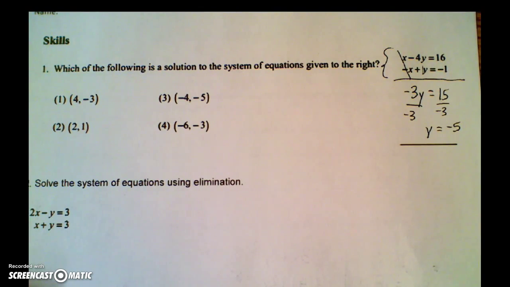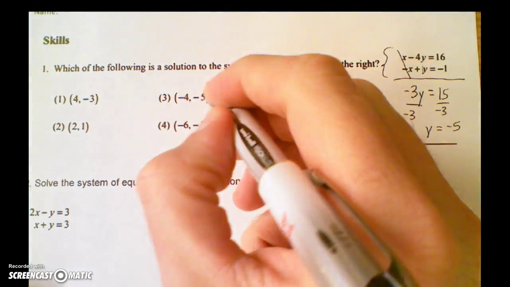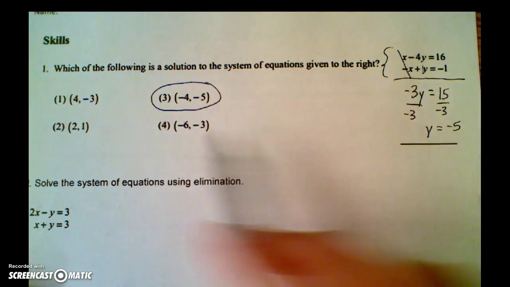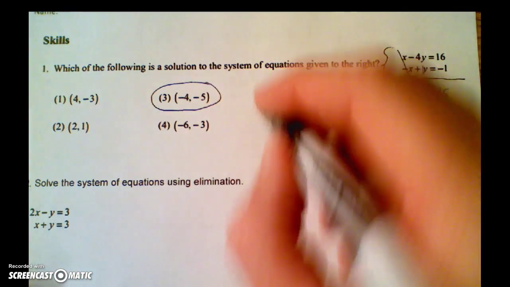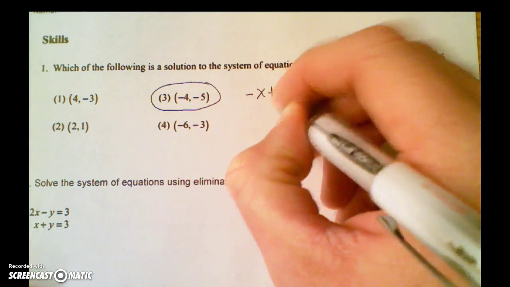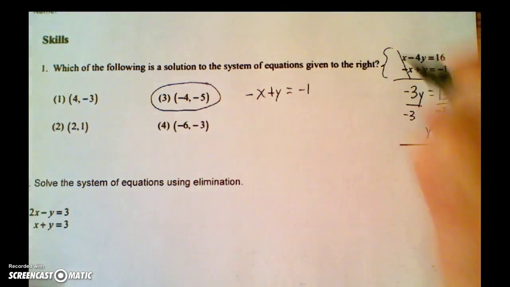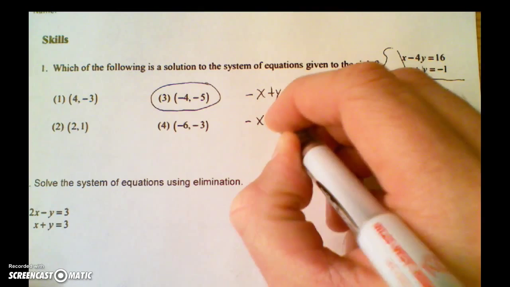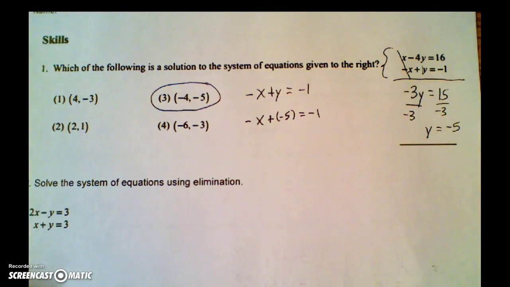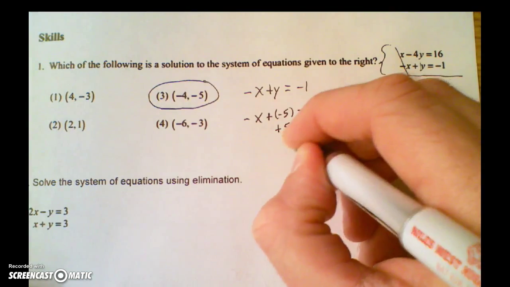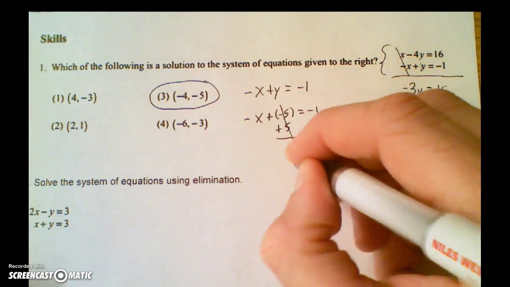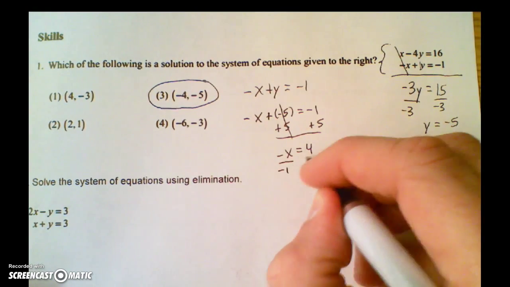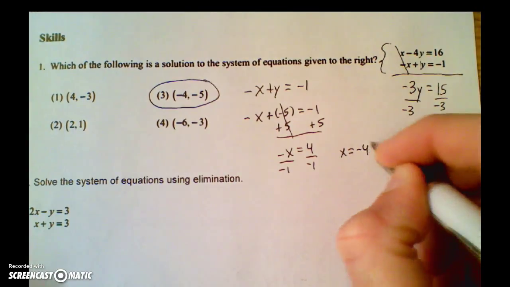And in a multiple choice test, when you look at your answers, there's only one possible answer that has y equal to -5, which is 3. You can prove that the x is -4 by just testing it. If I use the bottom equation this time, it doesn't matter which equation you use, either equation you should get the right answer. If I plug in -5 into this equation, -x plus -5 equals -1. I would have to add 5 to both sides to undo that 5. And I would get -x equals 4. Keeping the negative with my x, divide by -1, x equals -4.